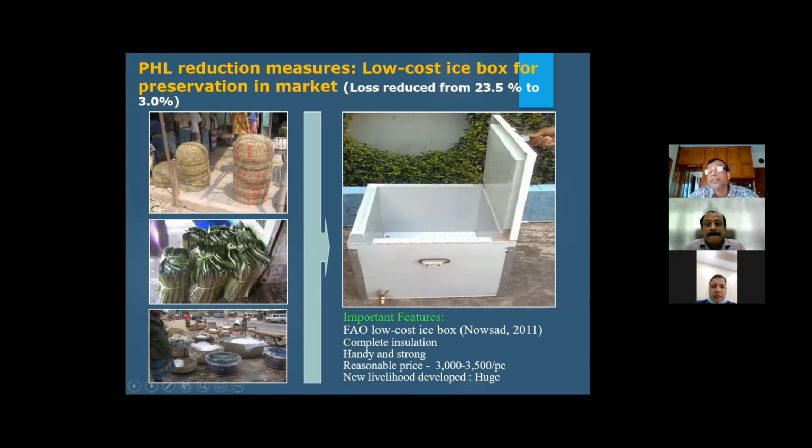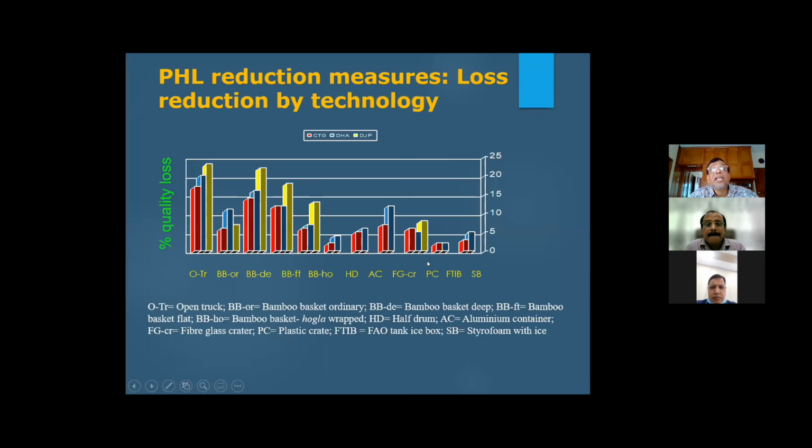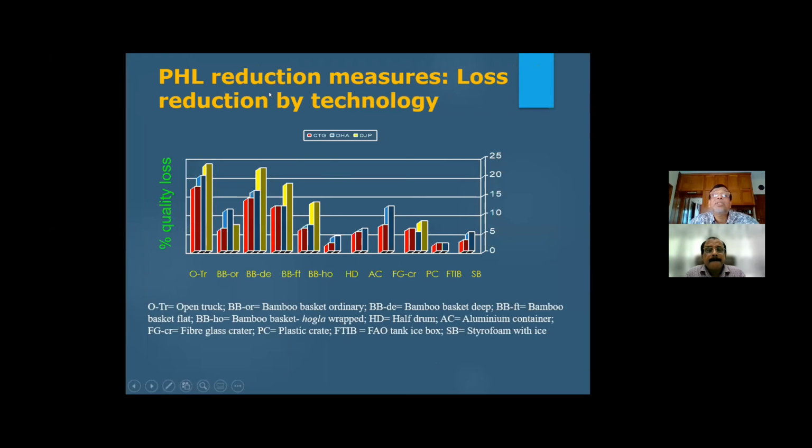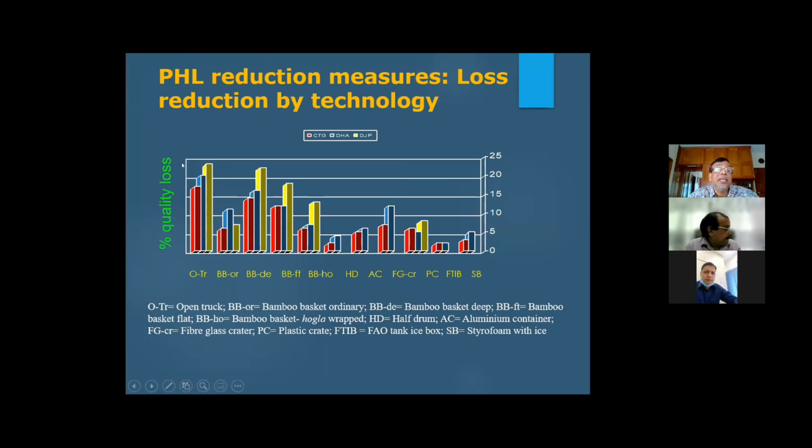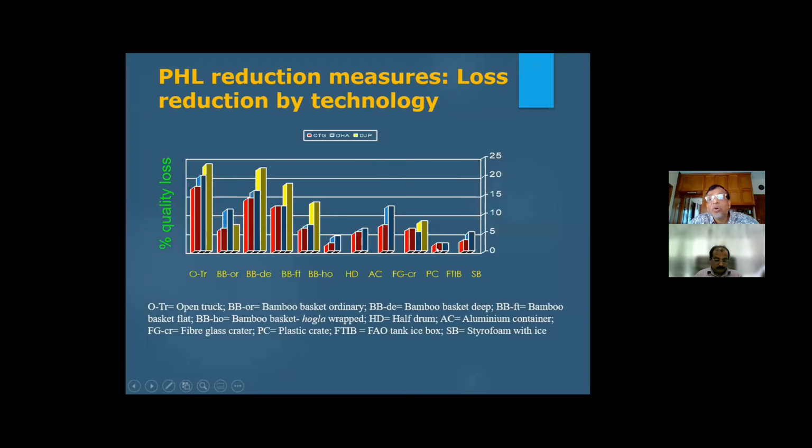And you see the post-harvest loss reduction by technology. We have studied the impact of fish boxes on loss reduction. These are open truck transportation, which is a huge loss, and these are bamboo baskets, where the loss is also very huge. But when we use an ice box, or FAO tank ice box, or simply a styrofoam box, this loss drastically reduces from 24% to 2.5%.